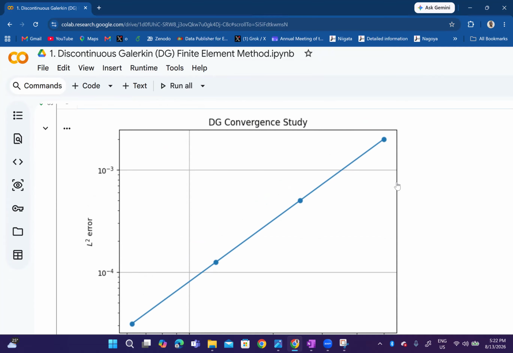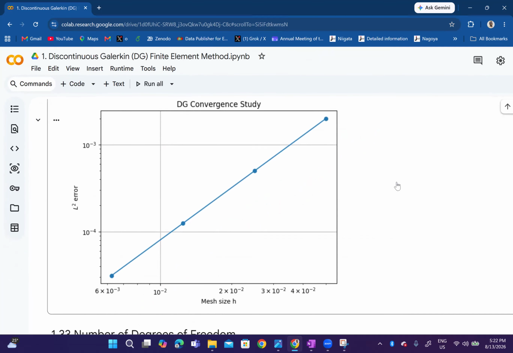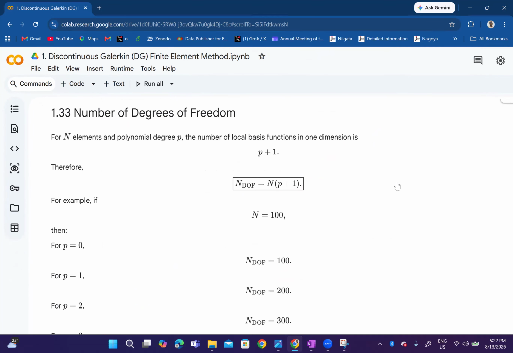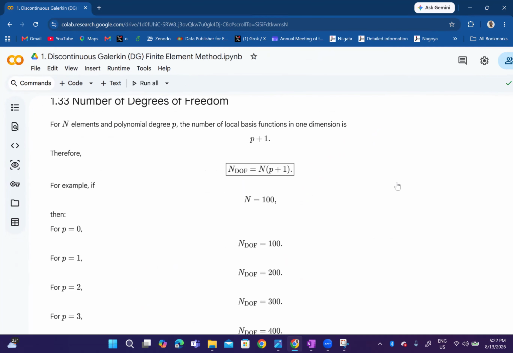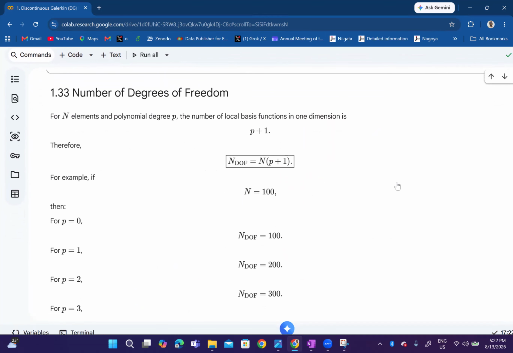So that's the convergence study right there. Then we have number of degrees of freedom here. For n elements and polynomial degree p, the number of local basis functions in one dimension is p plus 1. Therefore, the number of degrees of freedom is n times (p plus 1).